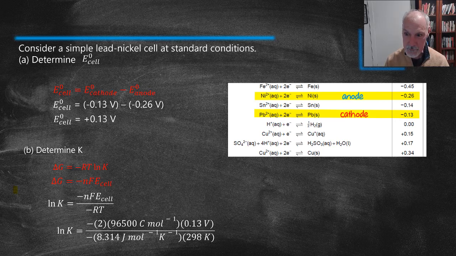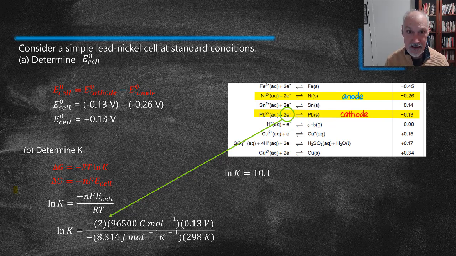Let's see where they come from. First of all, 2 from the number of electrons that are transferred, Faraday's constant, which never changes, and my E of the cell, 0.13 volts. R is the gas constant, and T is the temperature in the Kelvin scale.